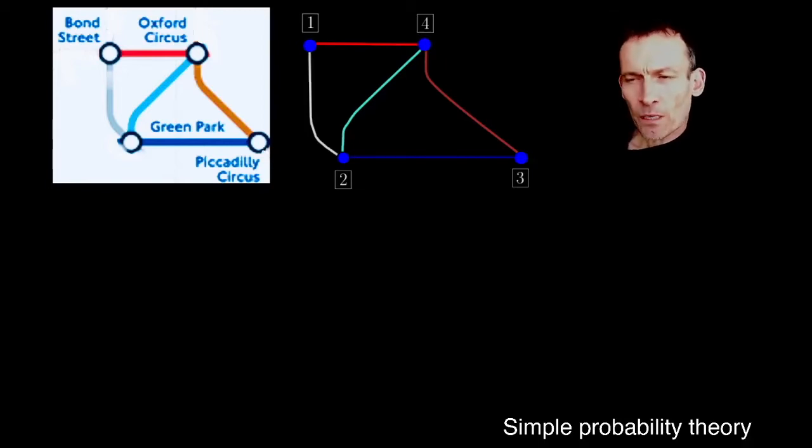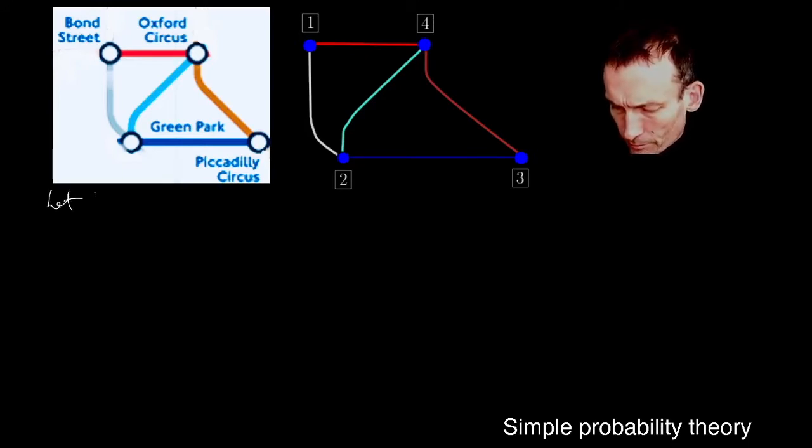Okay, so here we are with our mini tube, and I've drawn it twice here. Look, the actual tube map, and then I've drawn it again on the right there in order that I can just relabel the nodes. So Bond Street would be 1, Green Park 2, etc., etc. And this allows me to introduce this notation.